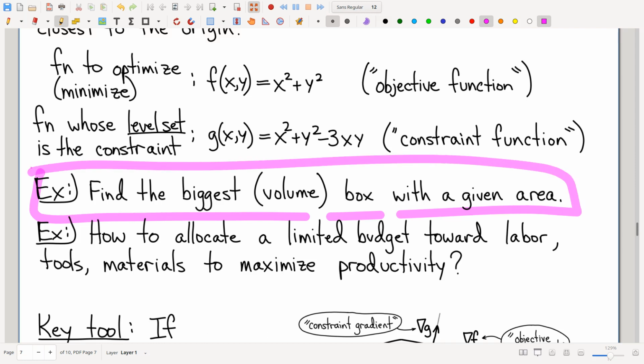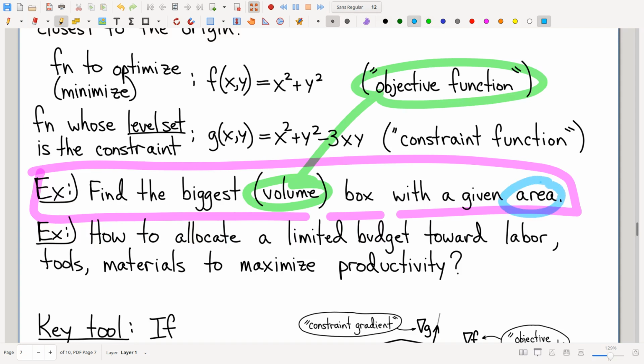Here is a reasonable practical question. I've got a certain amount of area that I can work with. Maybe I'm working for Amazon and I'm making boxes to ship stuff in, right? And I want the box to be as big as possible, given the amount of cardboard that we can afford to spend on this problem. That's a very practical question. And notice there is a function that I want to make as big as possible, and there is a function that is constrained, right? The area has to be fixed. In other words, we're looking at a level set. We're looking at a constant value of that constraint function.